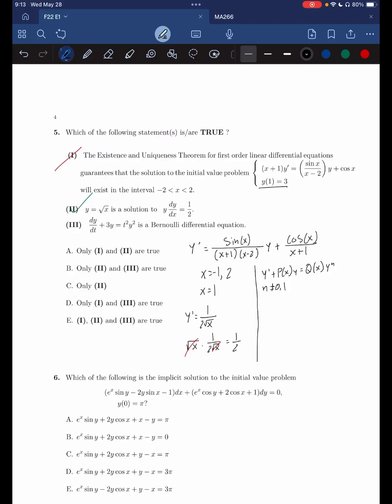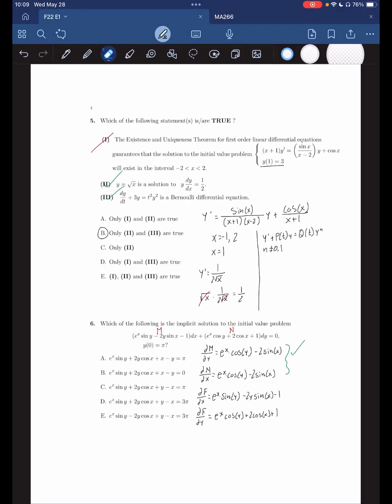In this case, instead of x, this is just a t. That's just a variable they use. What do we notice? Our P of t is just 3. Our Q of t is just t squared. And our y to the n is y squared, and n is equal to 2, which is not equal to 0 or 1. So therefore, we meet every criteria that a Bernoulli differential equation needs to satisfy. So 3 is also true, which makes our answer B.